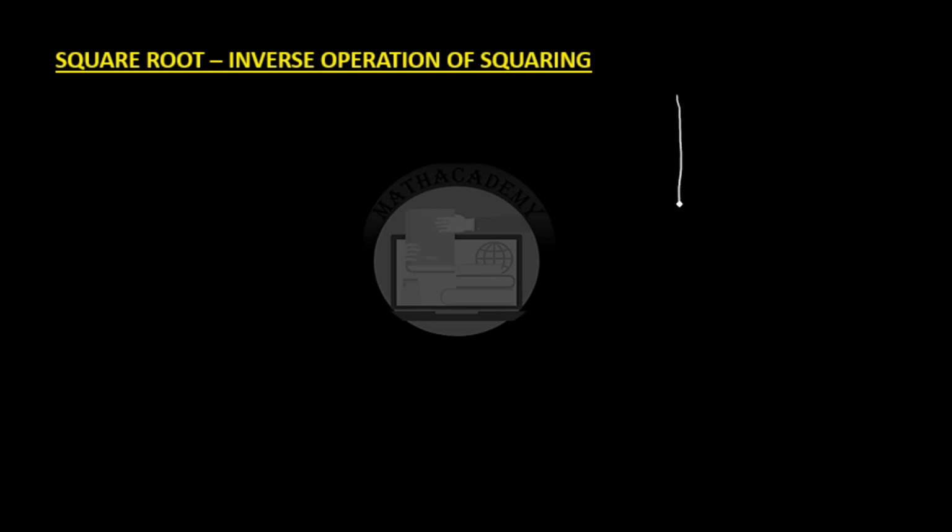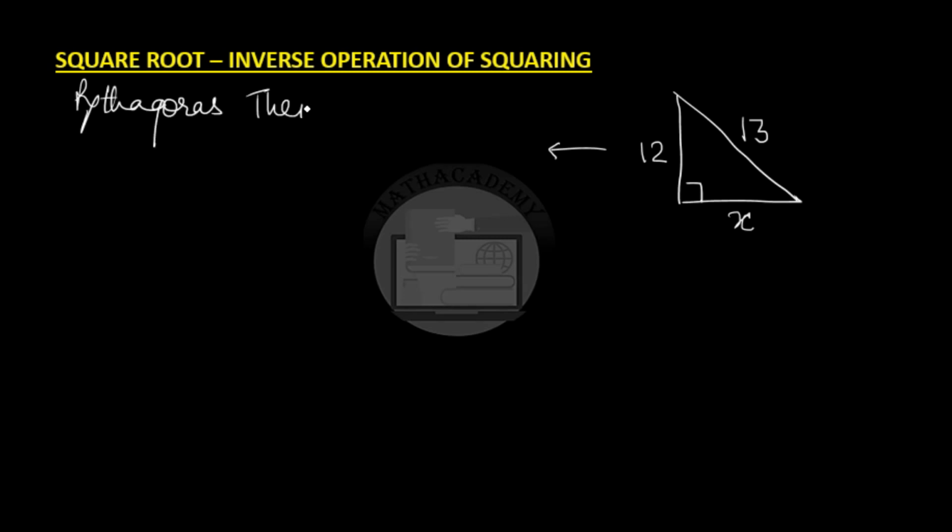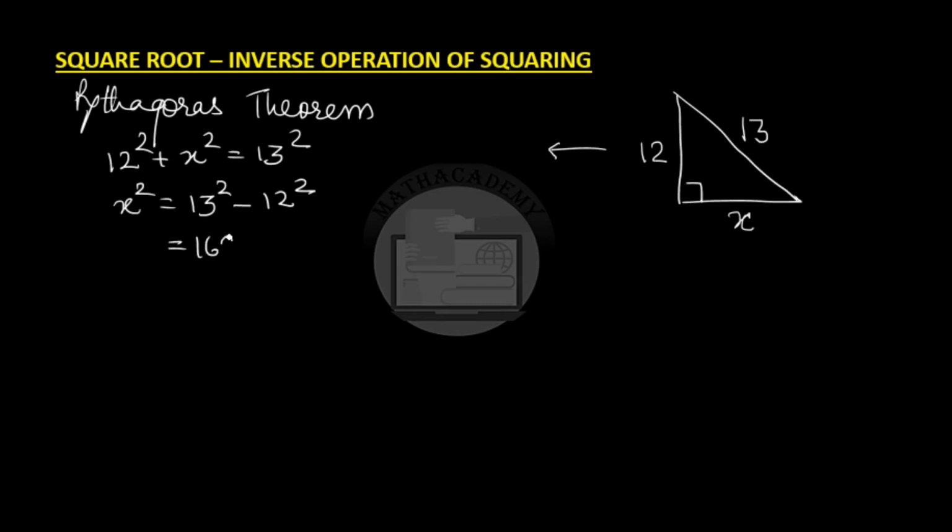Suppose we have a right angle triangle in which the hypotenuse is given as 13. One of the sides is given as 12 and we have to find the other side. According to the Pythagoras theorem, 12 square plus x square is equal to 13 square. Correct? So x square will be 13 square minus 12 square, which is 169 minus 144, which gives us 25. So x square is 25.